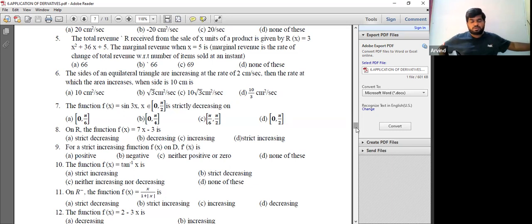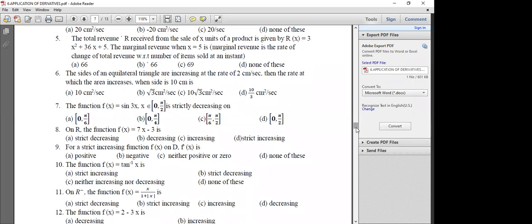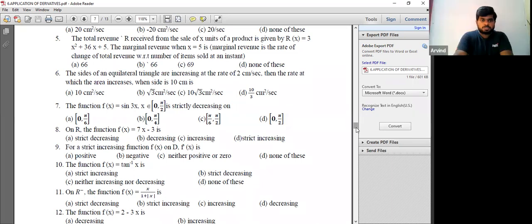If you take the side of the equilateral triangle as x, dx by dt equals to 2. Area of an equilateral triangle is root 3 by 4 into x square. You will do it, you will get the answer. So 10 root 3 centimeter square per second. Yeah, that's correct. Option C is correct. People who didn't get it, it's very simple.